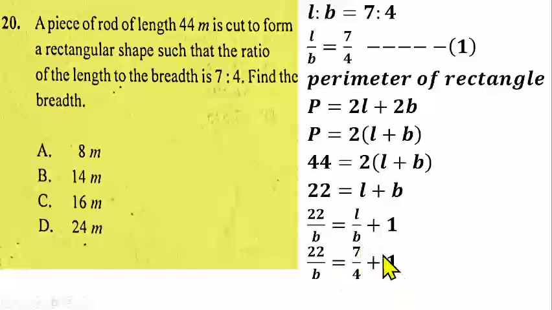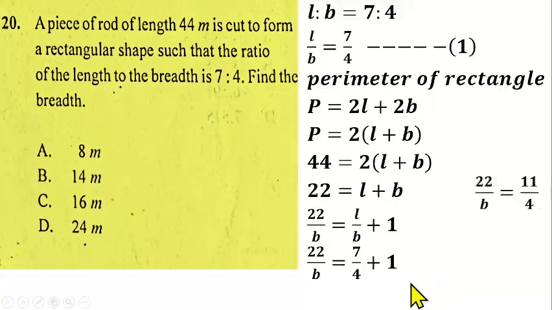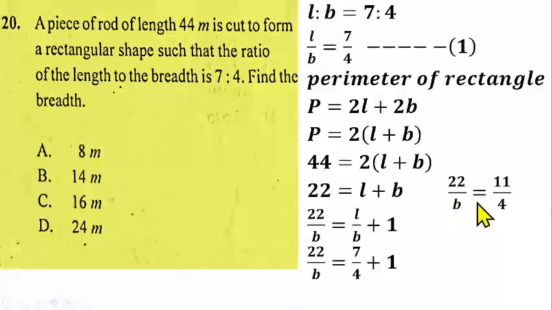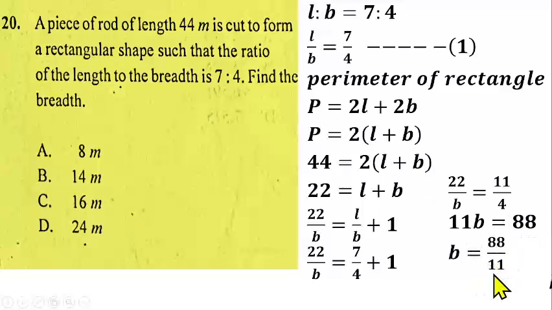Then we simplify the right hand side by finding the LCM, and that gives us 22 over B equals 11 over 4. From there, you can cross multiply. We have 11B equals 88. Then divide both sides by 11. B will be equal to 8 meters, which is option A.